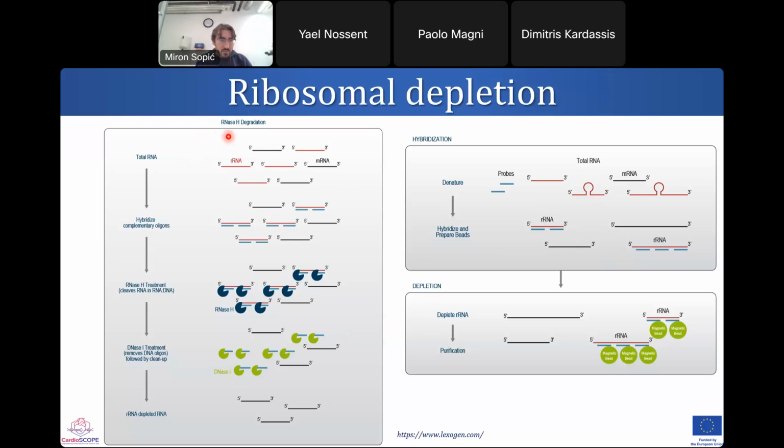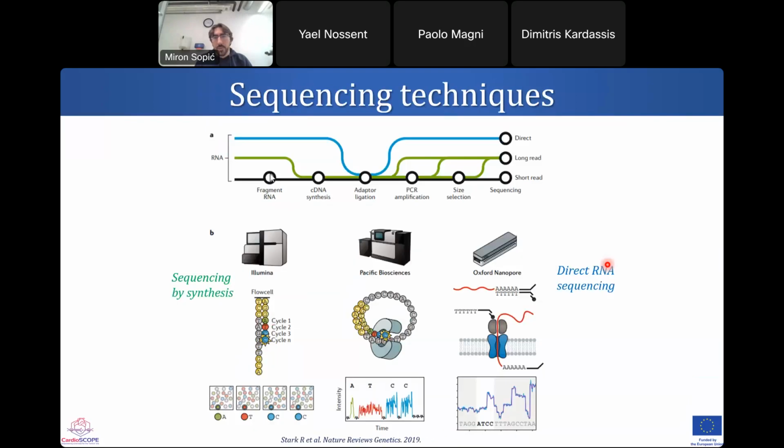The only problem is that on the market, with the first one, you have only reagents that can do the RNA depletion for quantities of RNA up to 1 or 2 micrograms. And for this one, you can go up to 10 micrograms. But it is a little bit messy, at least for me.